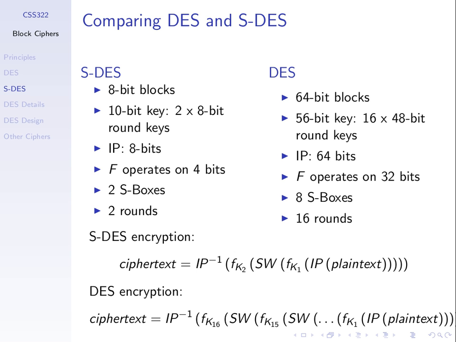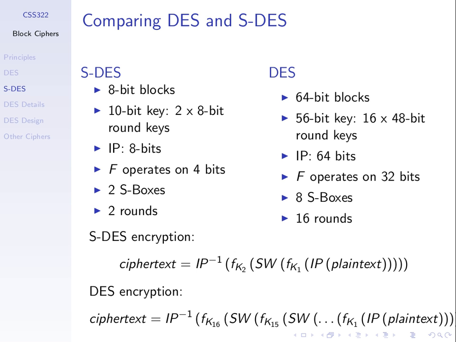The initial permutation, because our blocks are 64 bits, is also a 64-bit permutation. Our function f, uppercase F, operates on 32 bits, whereas if you look in simplified DES, I think the light grey box, you'll see it operates on 4 bits at a time. And we had 2 S boxes, S0 and S1. There are 8 S boxes because we have more bits coming in.